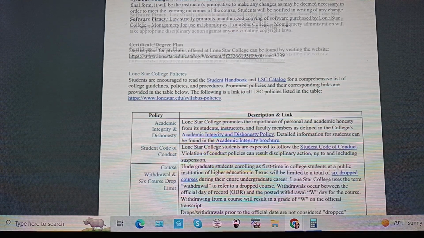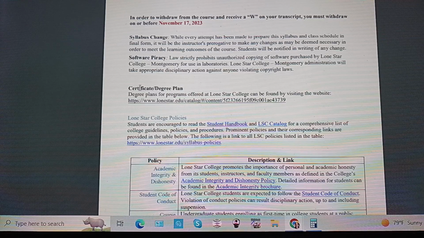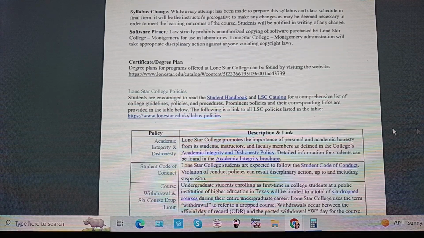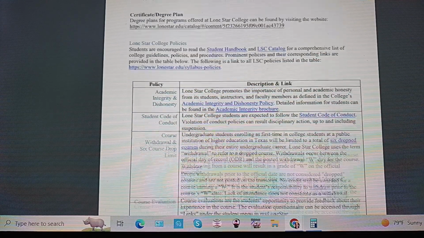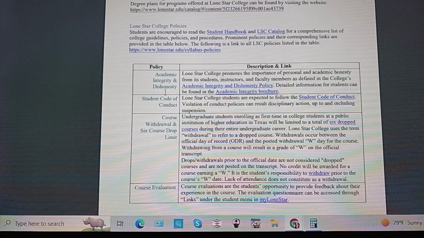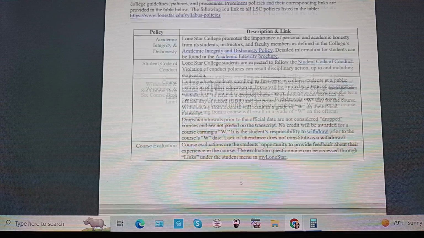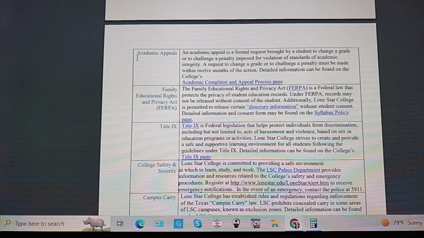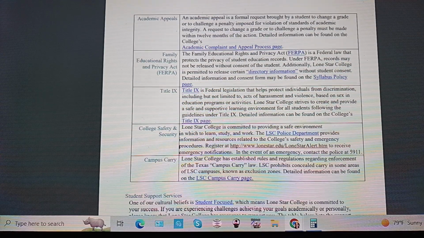So again, here's a bunch of stuff the school put in here: degree plans, Lone Star policies. There's academic integrity, student code of conduct, course evaluation. You can appeal things if you think a teacher mistreated you in any way. You can appeal your grade. Title IX, this is very important. This is for gender equality. You guys are online, but if you were in person, college safety is important.